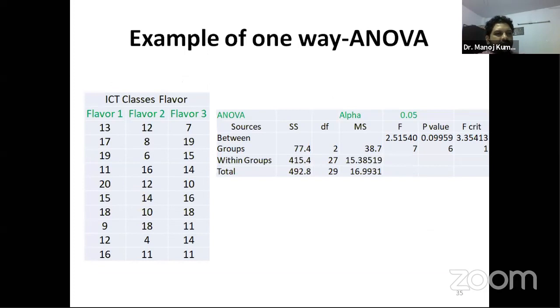So this is another example. Let's say we are introducing three ICT flavors in the classrooms, and then we see the impact of those ICT tools on the students. So flavor 1, 2, 3, and then we will be calculating the mean and standard deviations, and this will be the F value. Here we will be using the F test, and this is the P value, which tells about the one-way ANOVA.